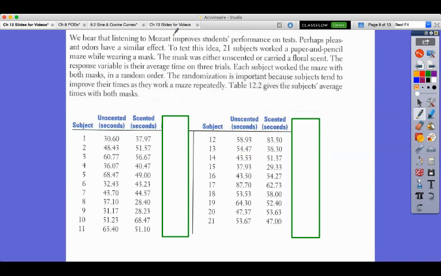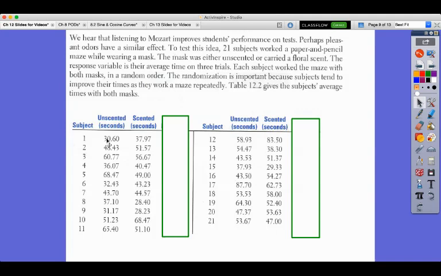All right. So we hear that listening to Mozart improves students' performance on tests. Perhaps pleasant odors have a similar effect. So they give 20 subjects a paper and pencil maze to do while wearing a mask, and it was either unscented or had a floral scent. And the response variable is their average on 3 trials. Each subject worked the maze with both masks in a random order, and it's important because they tend to improve their times. You get better at mazes. So randomizing the order is why, because any improvement of time would be maybe they did this one first, maybe they did this one second.